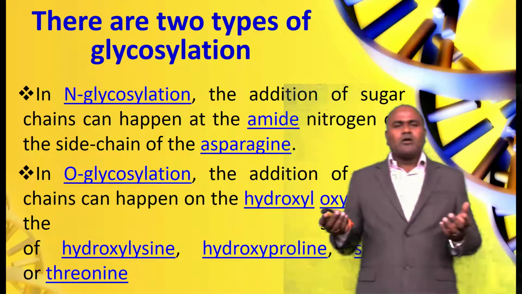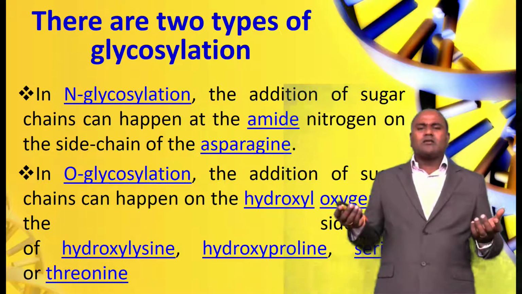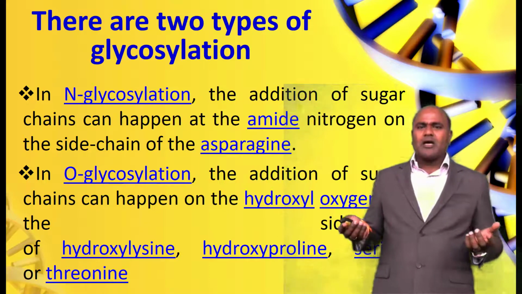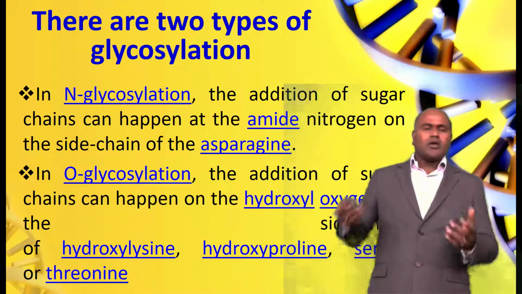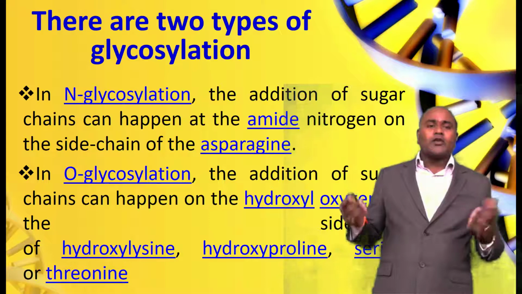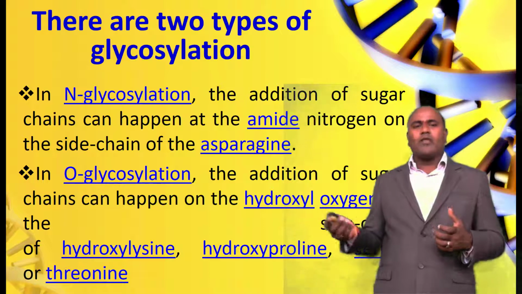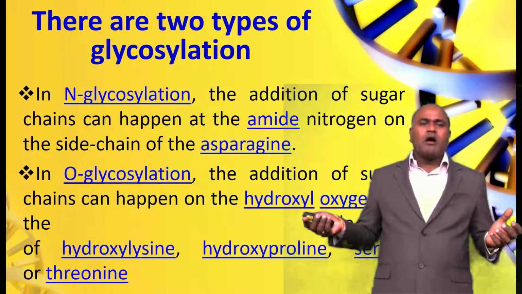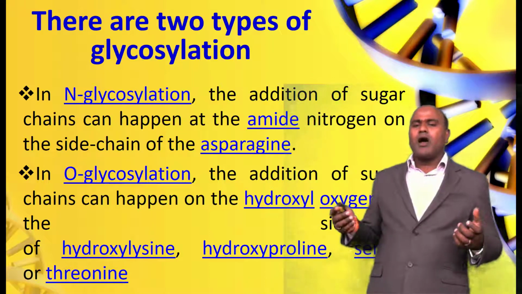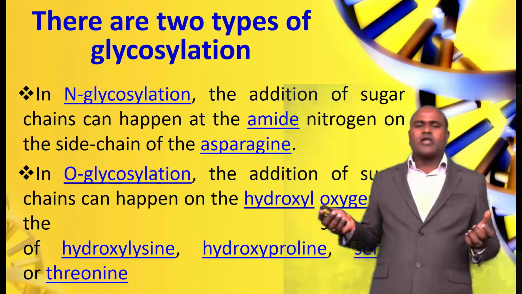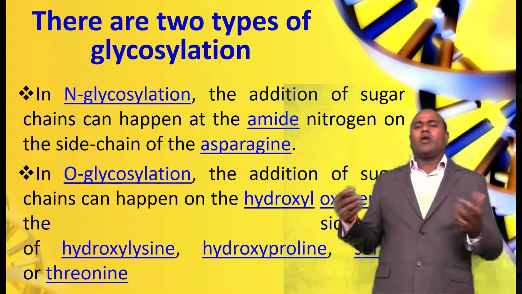The glycoproteins are important integral membrane proteins, where they play an important role in cell-cell interactions. There are two types of glycosylation. In nitrogen glycosylation, the addition of sugar chains happens at the amide nitrogen on the side chain of asparagine. Asparagine is an amino acid. In oxygen glycosylation, the addition of sugar chains happens on the hydroxyl oxygen on the side chain of hydroxylysine, hydroxyproline, serine, threonine.